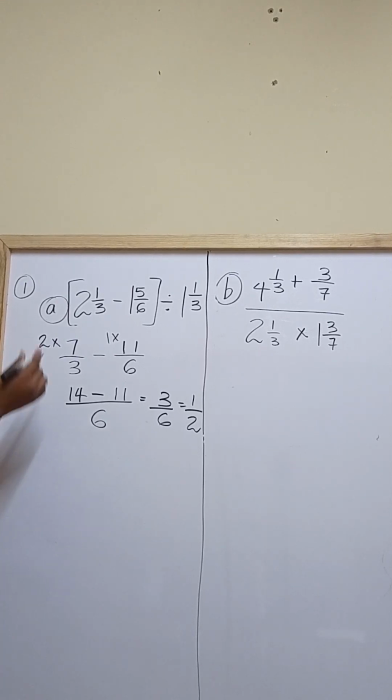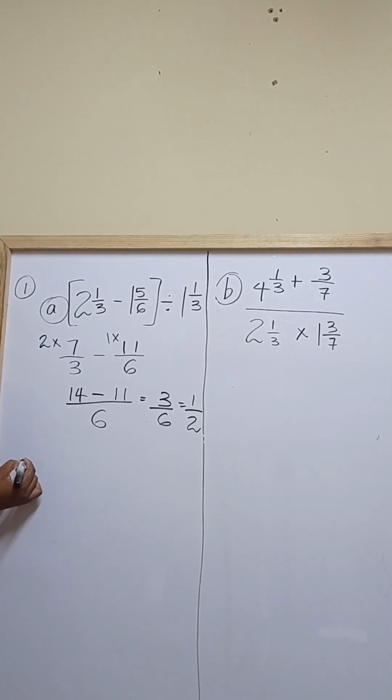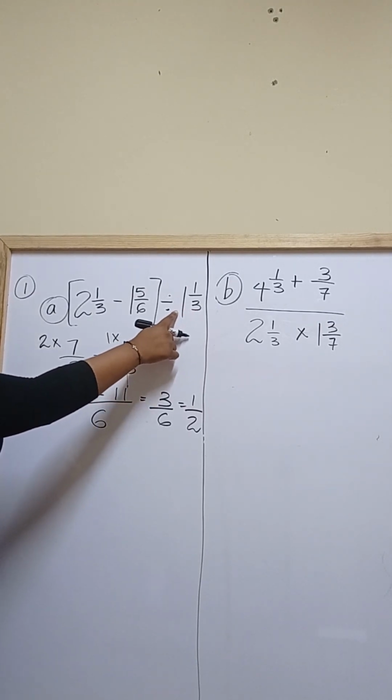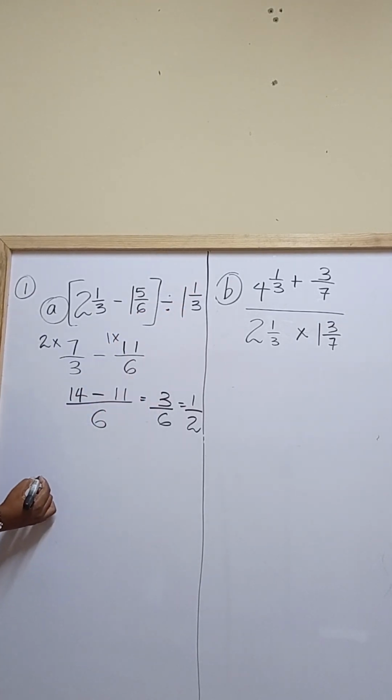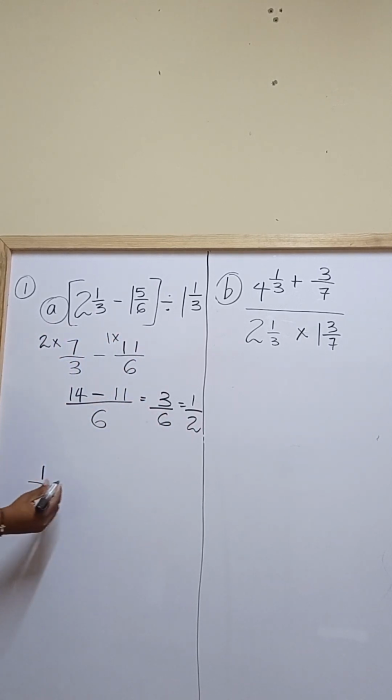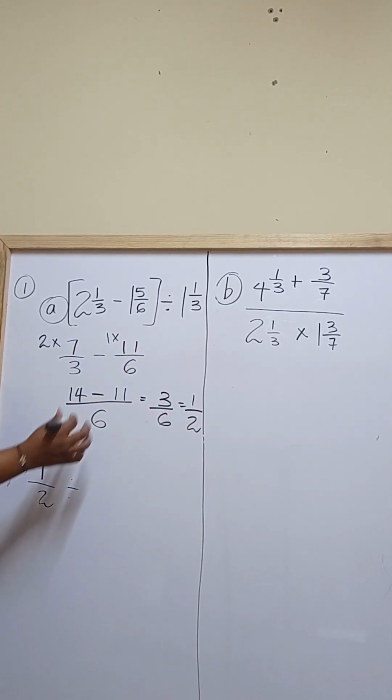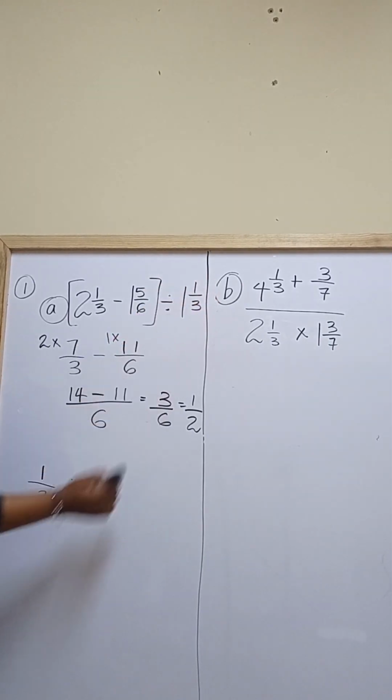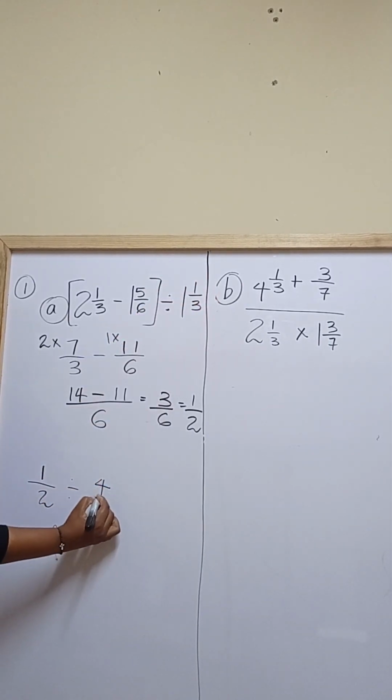Alright, so 1 and 1/3, when we change that to improper, we will get 3 times 1 is 3 and 1 is 4 over 3. So we can rewrite the operation as half, which is what we found for this, divided by 3 times 1 is 3 and 1, 4 over 3.